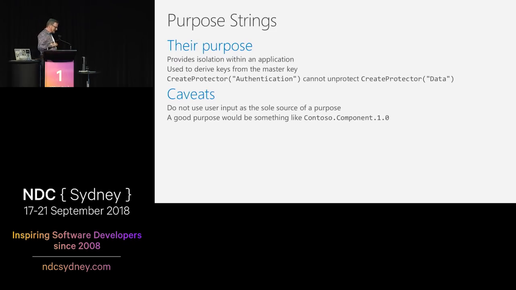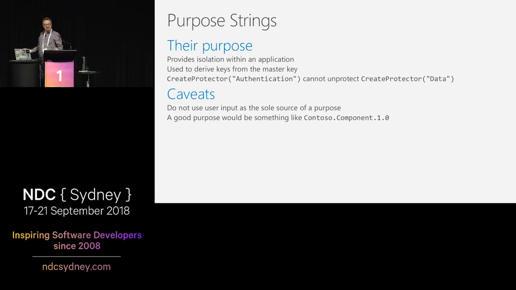Purpose strings are interesting. They provide isolation. So you really don't want to use the same key for different types of data. Say I am encrypting your credit card number, which is a bad example because you should never be saving credit card numbers, but we'll go with it anyway. I want to encrypt your credit card number, and I want to encrypt your email. You should be using different keys for each one.